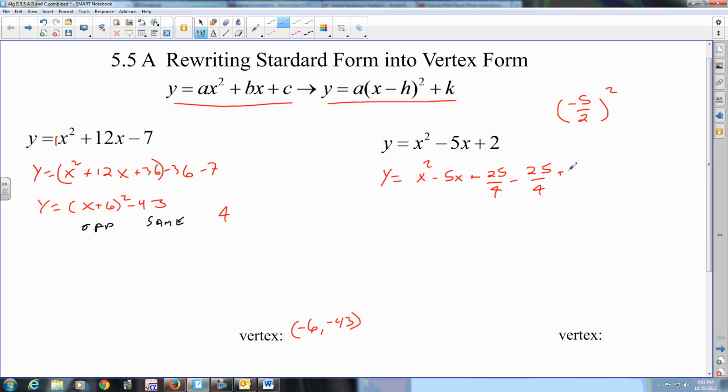Plus 2. The first three are a perfect square. Y is equal to, and you take half the middle, just like before, squared. So I can do this in my head without reaching for a calculator. That would be minus 6 1/4 plus 2 is minus 4 1/4. Alright. So take the opposite of the first one, 5 halves, and the same as that, minus 4 1/4. So there we go.